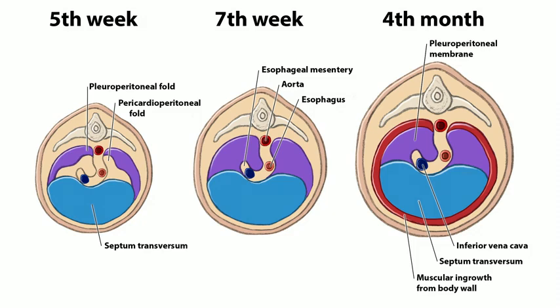Now, after its descent, the septum transversum merges with the growing pleuroperitoneal membranes, the dorsal mesentery of the esophagus, and the growing muscles of the abdominal wall. So it acts as the kind of meeting place for the embryological development of these cavities.